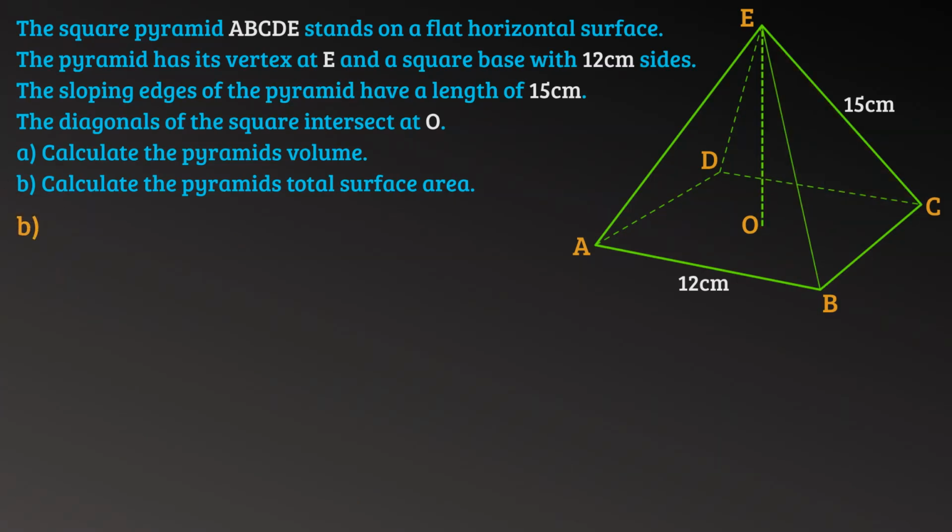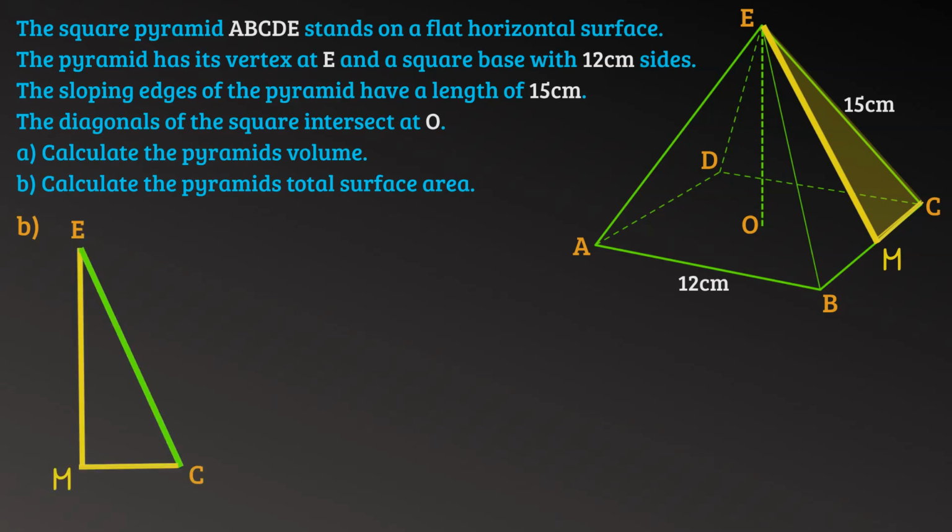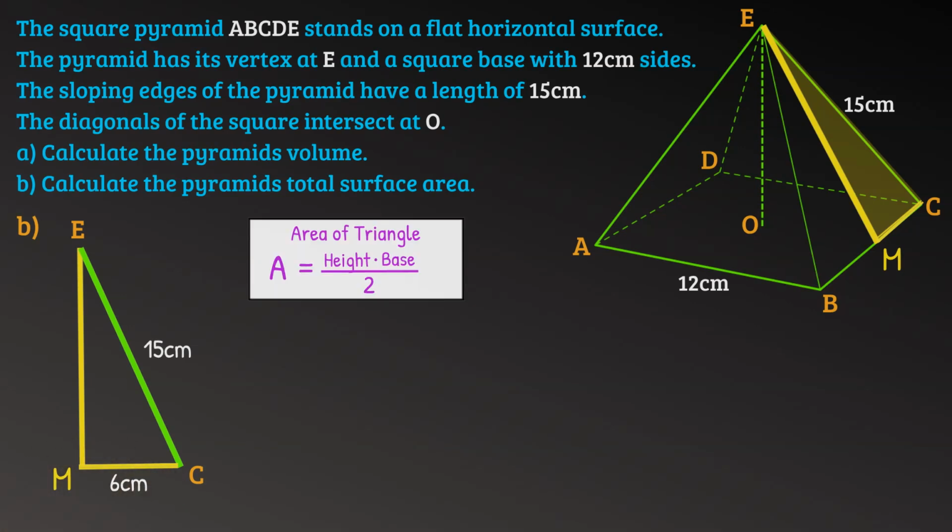In part B, we have to calculate the total surface area of the pyramid. So let's say we start by finding the midpoint of BC and call it M. If we draw a line from E down to M and then along to C, we've made another right-angled triangle. And as you can see, we know the length of the hypotenuse as it's 15 centimeters, and we know the length of the base because it's half the length of one of the sides of the square, which is 6 centimeters. And we know the area of a triangle is half the height times the base, so if we can work out this height here, we can work out the area of this triangle.